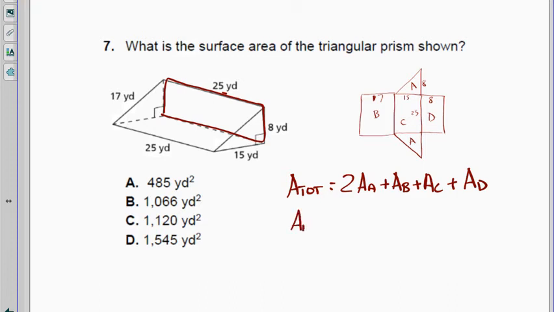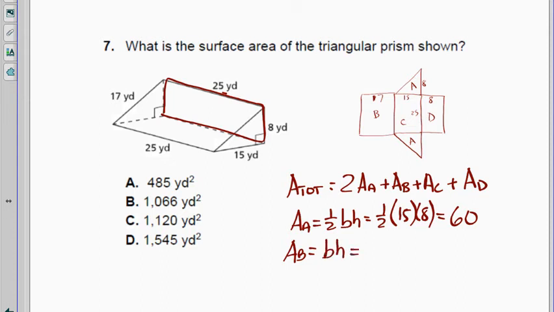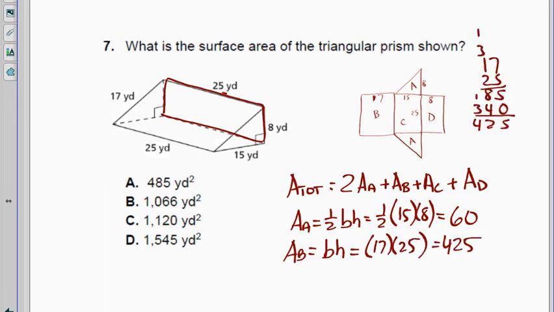Area A is a triangle, it's 1/2 base times height. 15 times 8. Half of 8 is 4. And 4 times 15 is 60. Area B is 17 times 25. Oh, base times height, need my formula. 17 times 25 is 425.